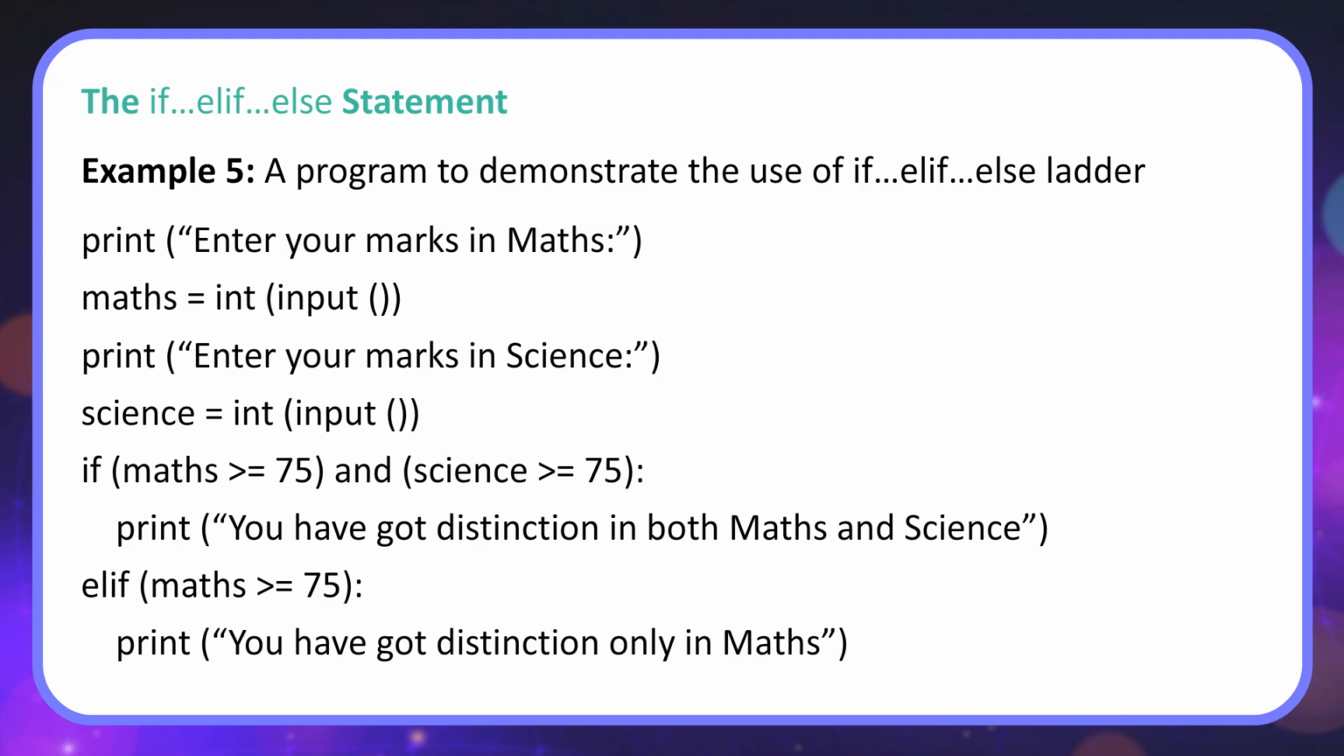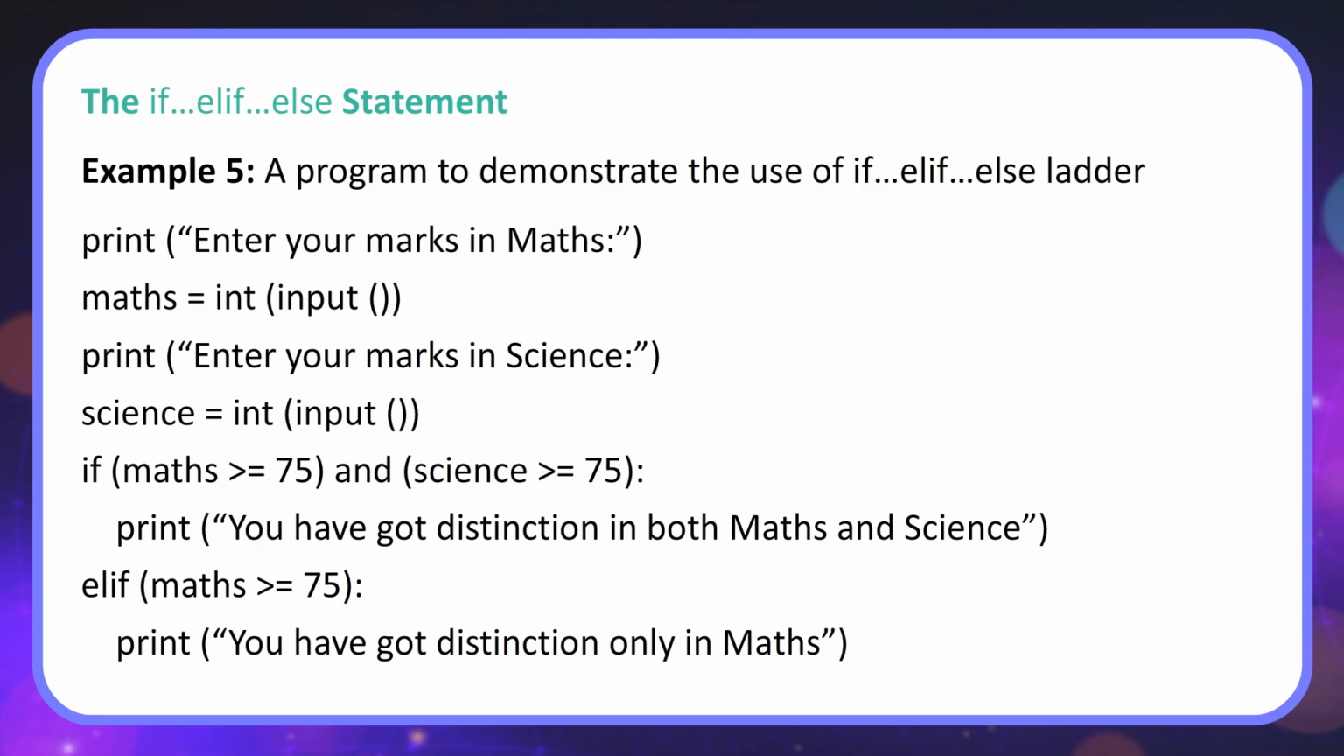print("Enter your marks in maths"); maths = int(input()); print("Enter your marks in science"); science = int(input()). If maths >= 75 and science >= 75: print("You have got distinction in both maths and science").